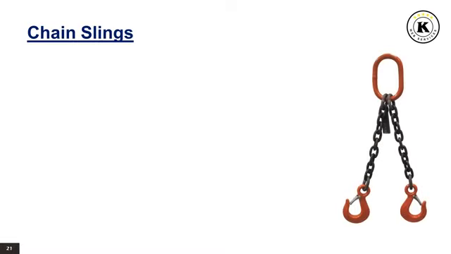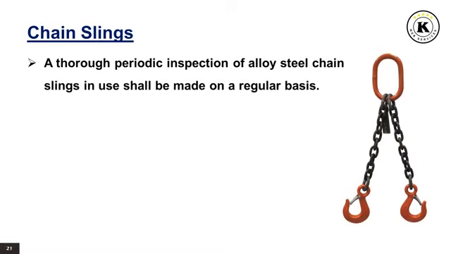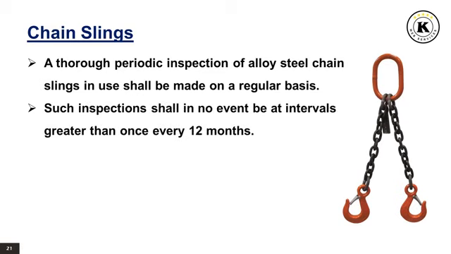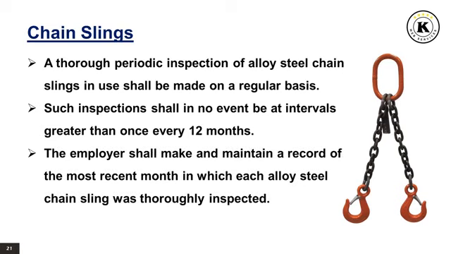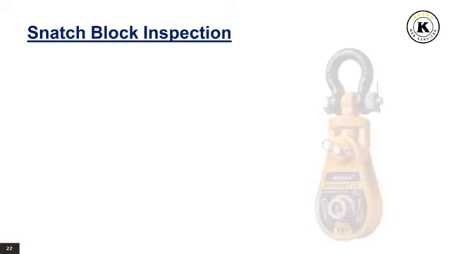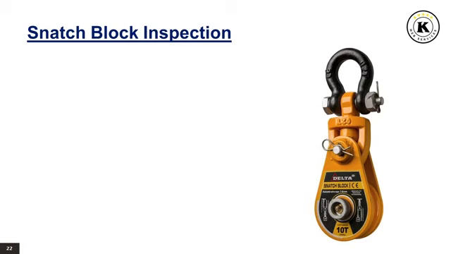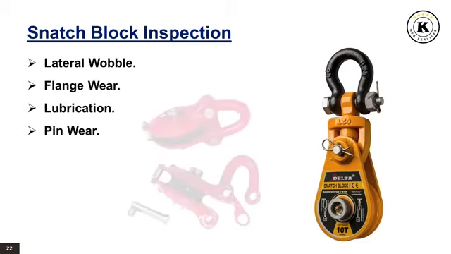Chain slings. A thorough periodic inspection of alloy steel chain slings in use shall be made on a regular basis. Such inspections shall in no event be at intervals greater than once every 12 months. The employer shall make and maintain a record of the most recent month in which each alloy steel chain sling was thoroughly inspected. Snatch block inspection. Check for lateral wobble, flange wear, lubrication, or pin wear.